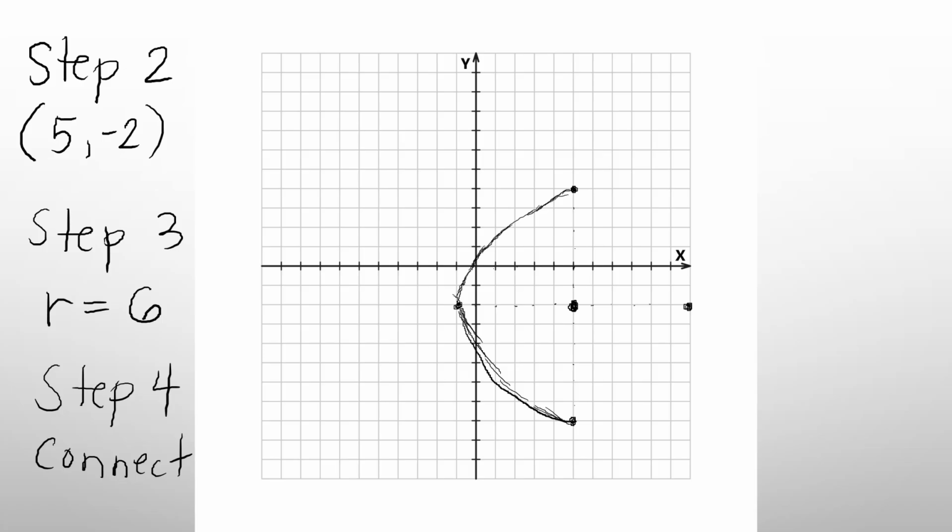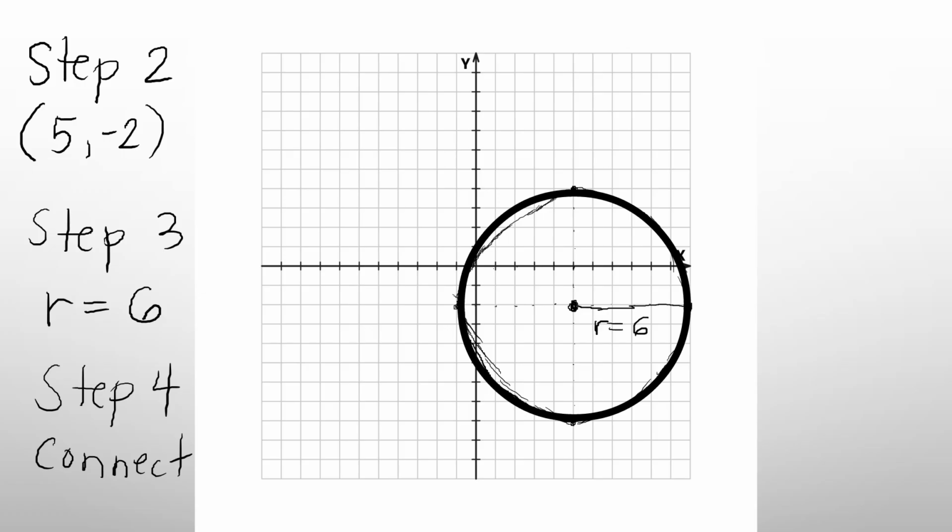And then we connect these points. So this is a circle. And then another one here. Okay, so we connect these points. So class, this is the graph of the circle wherein the length of the radius is 6 units and the coordinates of the center is 5 comma negative 2. So class, use a compass to perfect your circle.